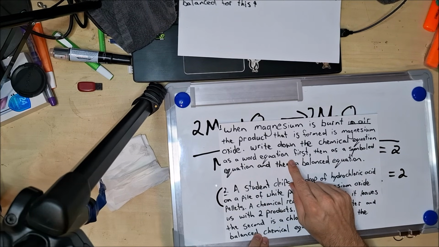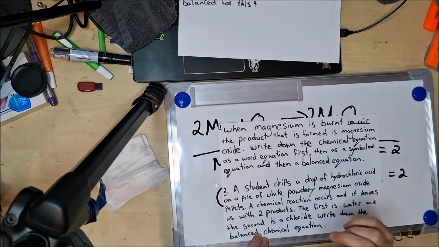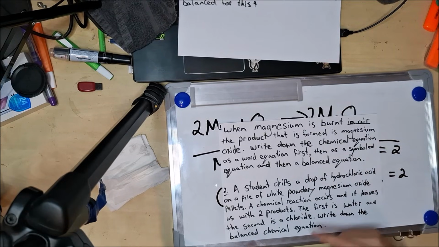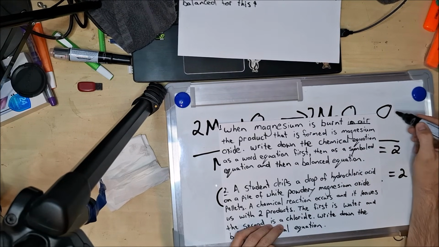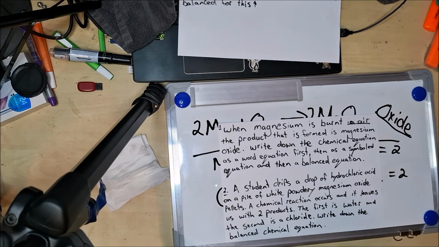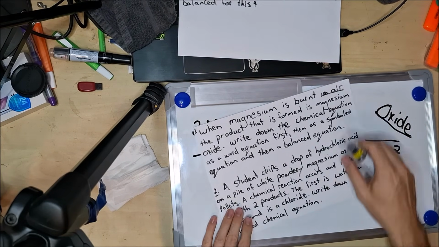Okay, so we have first gotten a word equation. I haven't written that down yet, but magnesium plus oxygen gives me magnesium oxide. Oxide, you spell it like this. Oxide. I hope that makes sense. Right, that's the first one down.